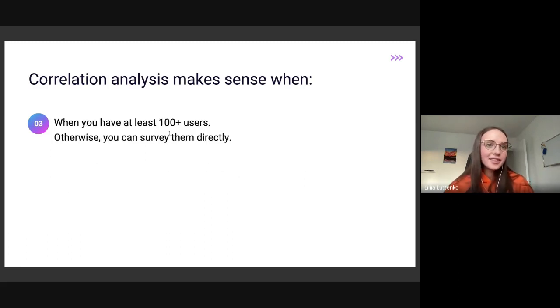And third, the question on correlation analysis mentioned excluding the number of users, but just a caveat, you cannot do correlation analysis for 3 customers. You can survey them directly, but some sources say correlation analysis makes sense when you have at least 100 users. Otherwise, you can survey them directly and see the pattern.